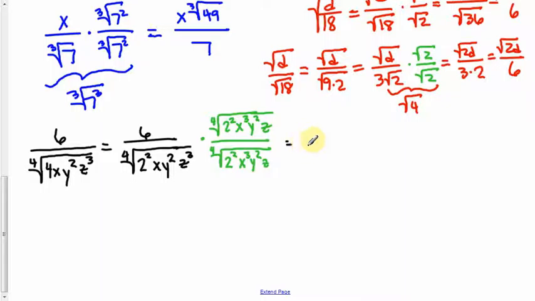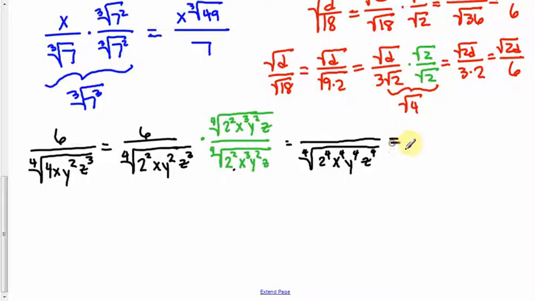So in my denominator, I now have, and like I said, I'm going to show all these steps. This is kind of like going backwards a little bit, but I want to do it because this one's so complex. So it's the fourth root of 2 squared times 2 squared is 2 to the fourth. Just leave it like that. X to the first times x to the third is x to the fourth. Y to the second times y to the second is y to the fourth. And z to the third times z is z to the fourth.